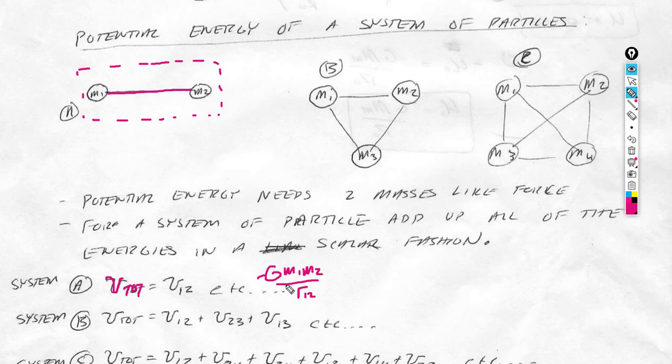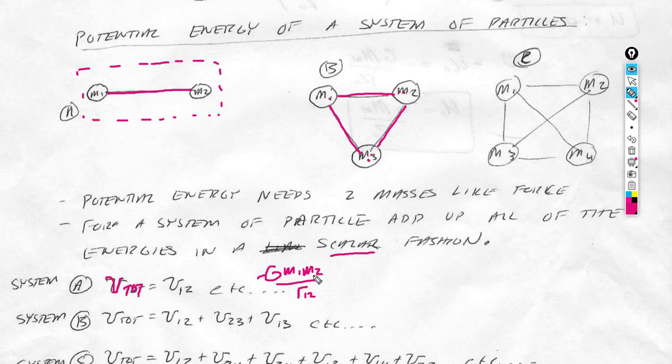But if I go to B, then I have to look at all these connections. I have mass 1 and mass 2, mass 2 and mass 3, mass 1 and mass 3. So again, you add them up separately. This is a scalar. It's easy peasy. You plug it in and you add it up. Sometimes if the radii are the same, you can factor out some things, which is good.